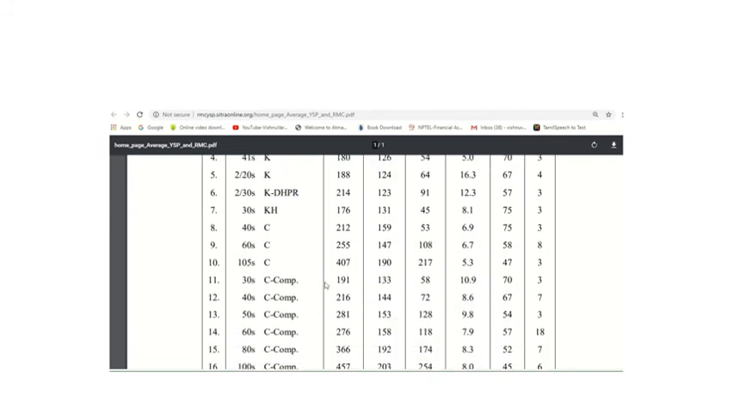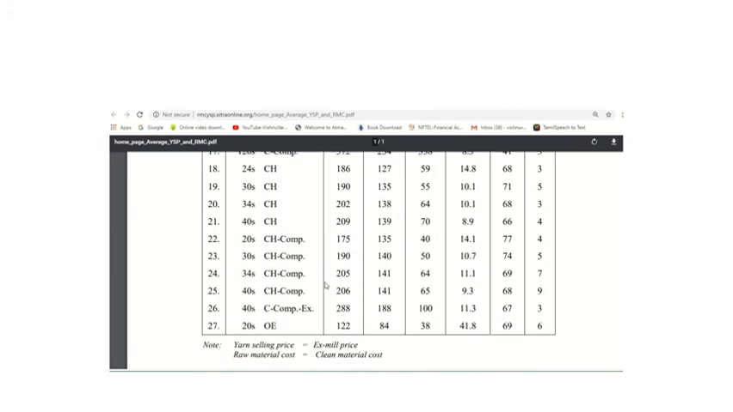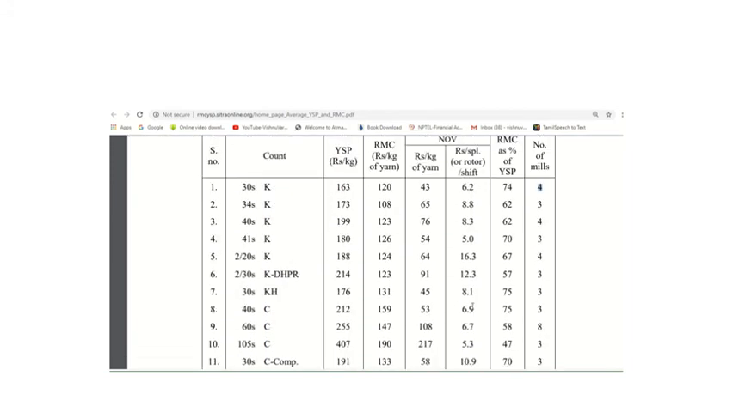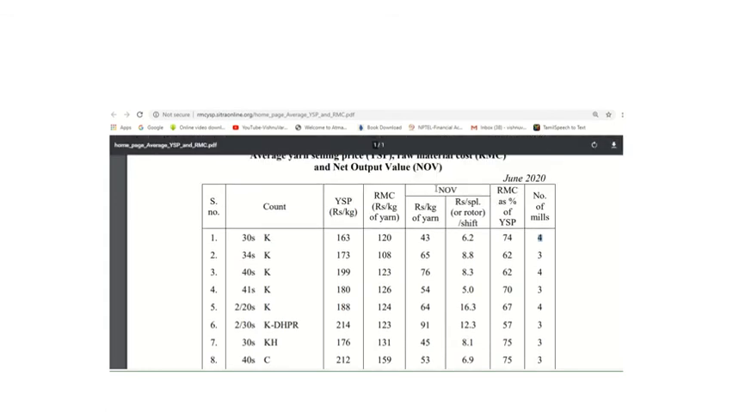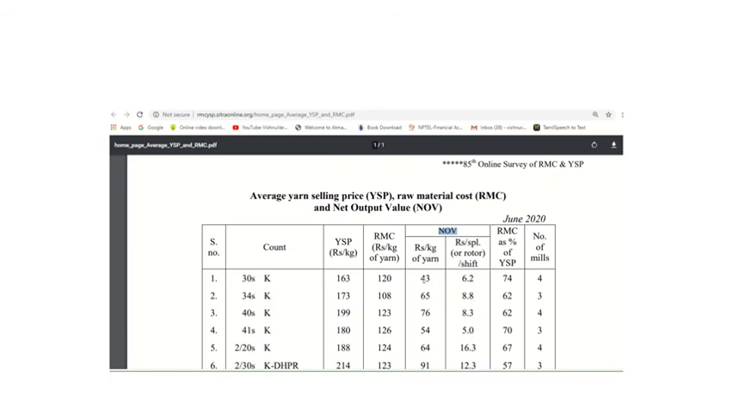We can see the list extends for various varieties, and if our net output value is high, then it means that we are commercially performing better, and this tells whether we are commercially and technically performing well. That is why these data are collected by the research organizations.